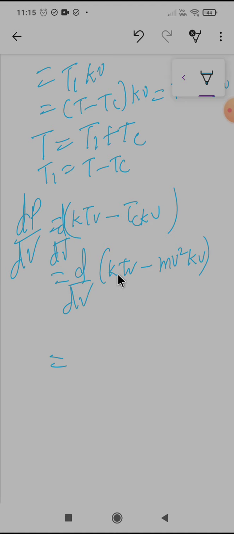So now let's try differentiation. Differentiation of v will be equal to 1. So the differentiation of ktv will be kt, minus, where m is constant, k is constant, and v cube. Differentiation of v cube will be 3 outside and v square, since 3 minus 1 is 2. Here we are equating this differentiation equal to 0.